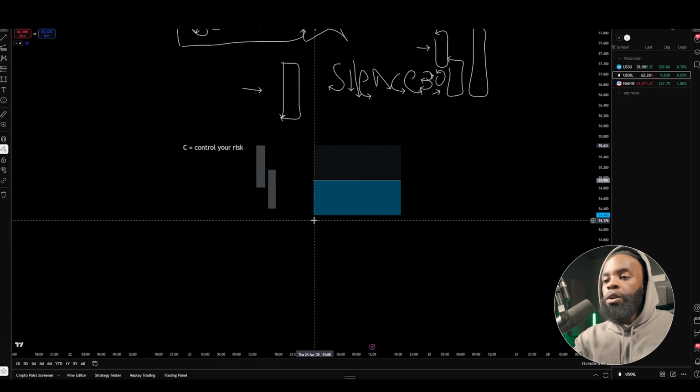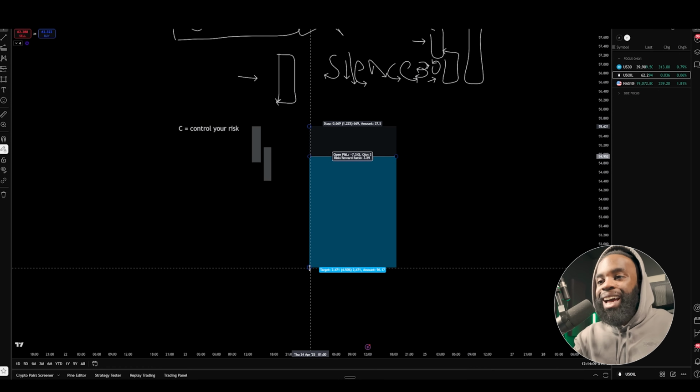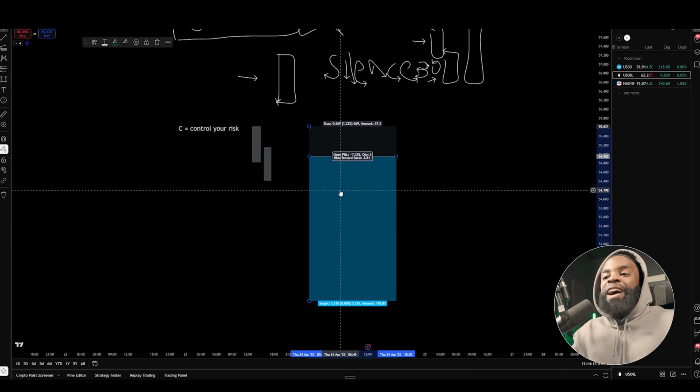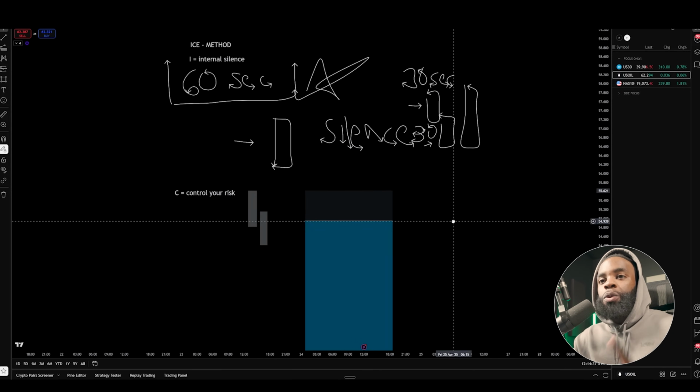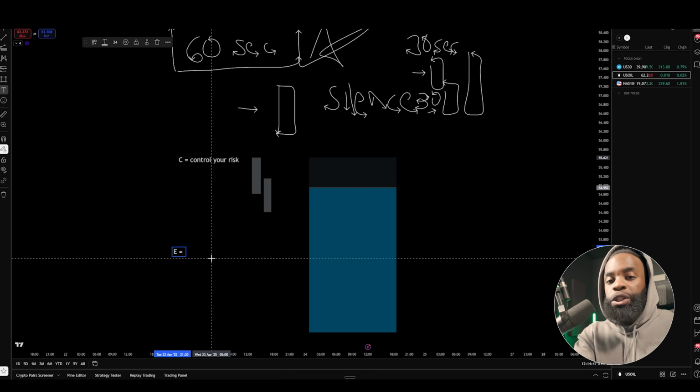For those that don't know what a 1 to 10 is, this is where you're risking $1 to make $10, or you're risking $2 to make $20. You have to ask yourself these questions when you're trading. If I was to take a 30-second entry, what could my outcome be? The key here is control your risk and understand the market conditions as well, which goes right back to I, which is internal silence. And then the next one is execution muscle.